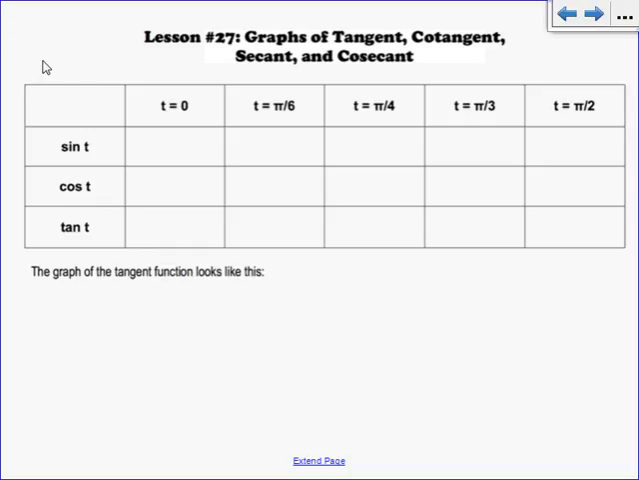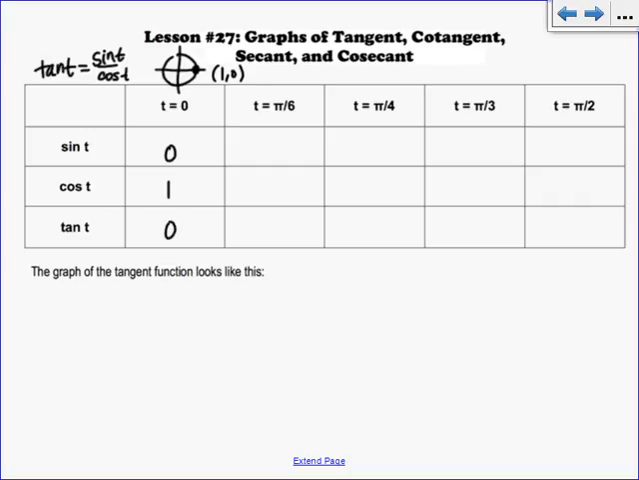So if you remember, the tangent of our angle is always going to be sine of the angle divided by cosine of the angle. So t represents theta or whatever you want, x, doesn't matter. If I have a unit circle and I'm at 0 radians, then the sine of that is going to be 0 and the cosine is going to be 1, because it's the point 1, 0.